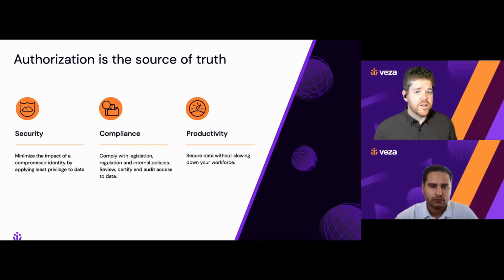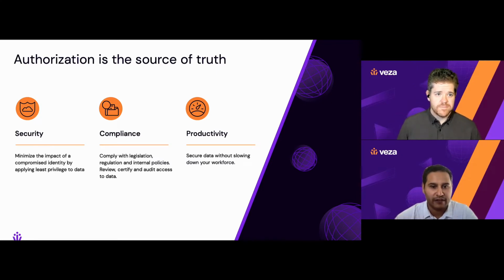Plus, you want to do all of this while still thinking about productivity. Absolutely. Remember that you have sensitive data for a reason. Data that the right people can't have access to doesn't have any value. So understanding data authorization means that you can meet your security and your compliance needs without slowing down your people.